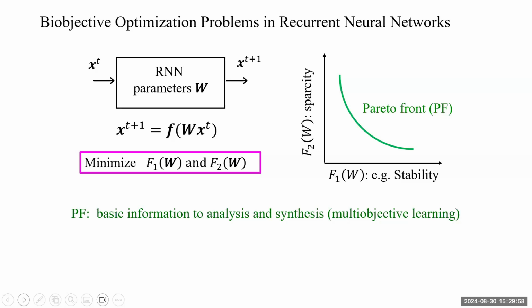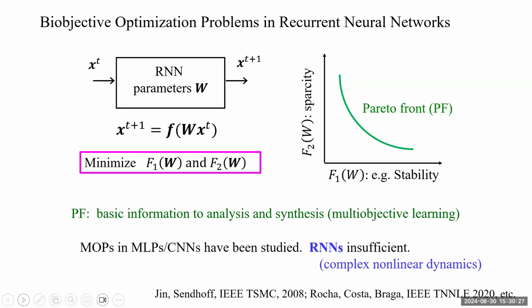Then in this case, the Pareto front can give basic information for analysis and synthesis. And please note that the synthesis is related deeply to multi-objective learning. Usually, machine learning is based on one objective, one cost function. But learning based on two or more objective functions seems to be very important. Then MOPs have been studied mainly in feedforward type neural networks, multi-layer perceptrons, convolutional neural networks, and so on.